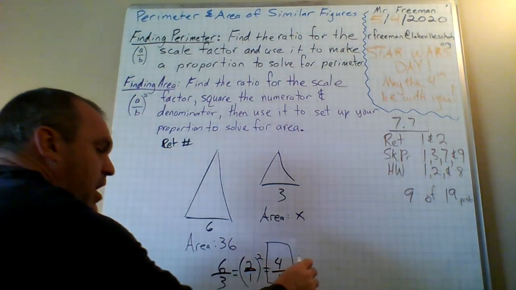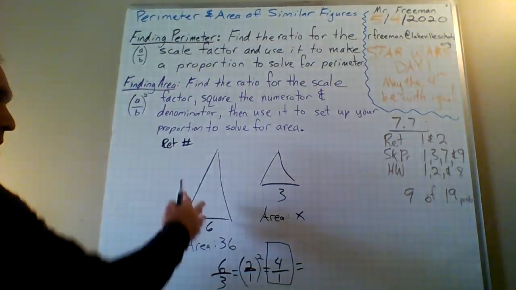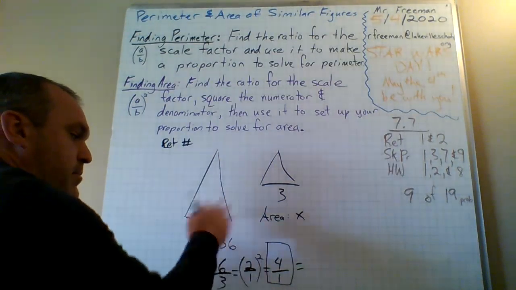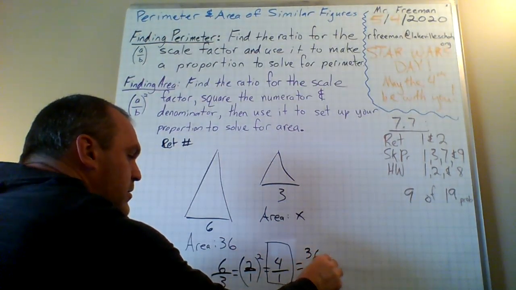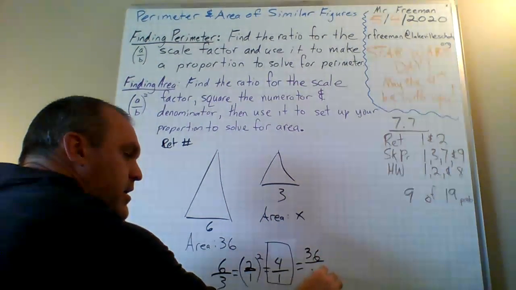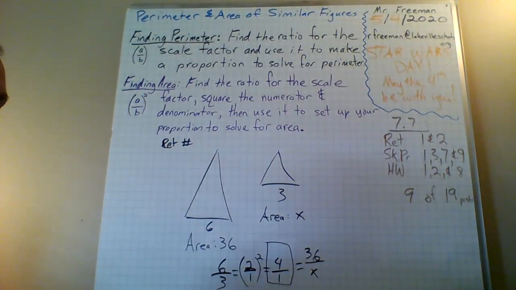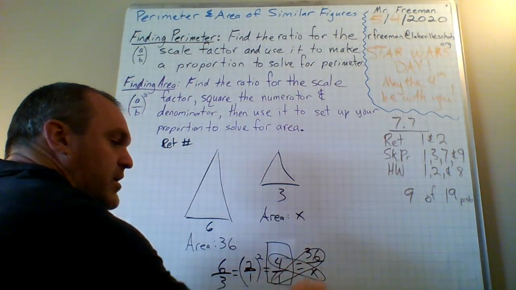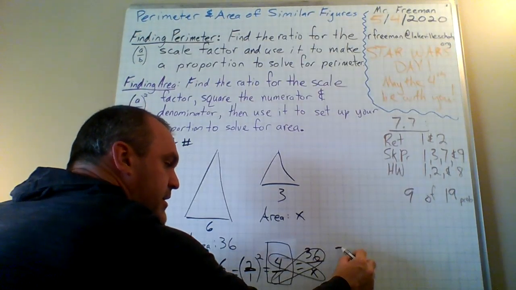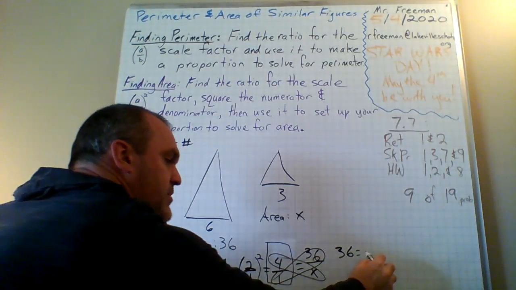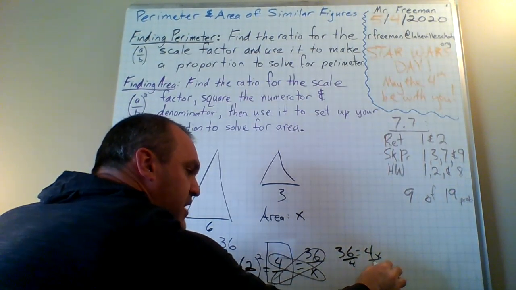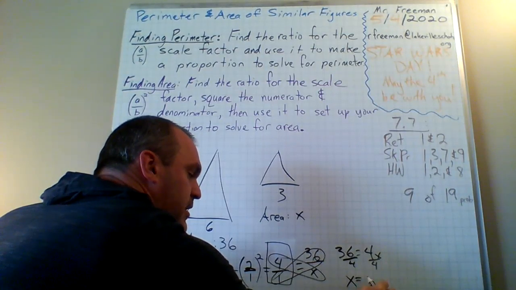If I went from the bigger triangle to the smaller triangle, this would be the 4 and this would be the 1. My bigger area was 36. My smaller area is what I don't know. So this proportion set up, maybe you consider this upside down, I don't know. And then you simply cross multiply like we've been doing. 1 times 36 is 36. 4 times x is 4x. And when you solve for this guy, you divide both sides by 4, and x equals 9.